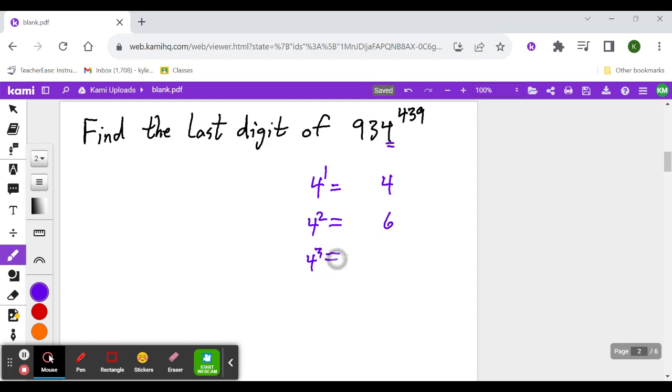4 to the third, if you don't know what it is, all you care about is the last digit. So if I take 6 and multiply it by another 4, that's 24, so the last digit of this would be a 4. Now, do you see that as soon as I got that 4 again, the cycle is going to repeat? 4 and then 6, and then 4 and then 6, over and over again. So for this problem, there are actually only 2 options of what it could be. So we're going to take our exponent here, and we're going to divide it by 2 for those 2 options. 439 divided by 2.